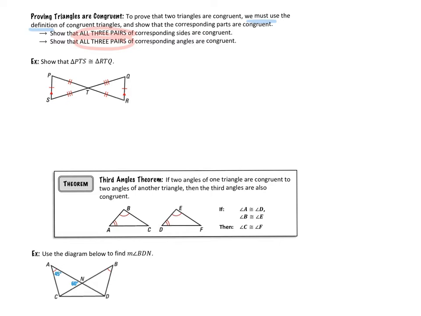So angle P is this angle here. Now we are told with these two symbols here that these lines are parallel. So angle P and angle R are alternate interior angles, so they are congruent. Angle S and angle Q are alternate interior angles, so they are congruent. And then these two angles right here are vertical angles, so they are also congruent. So we have satisfied that all three pairs of sides and all three pairs of corresponding angles are congruent.